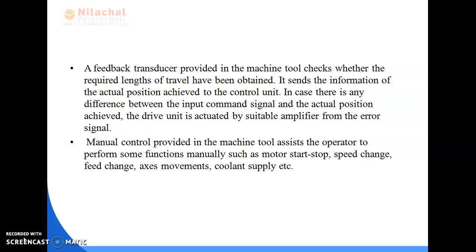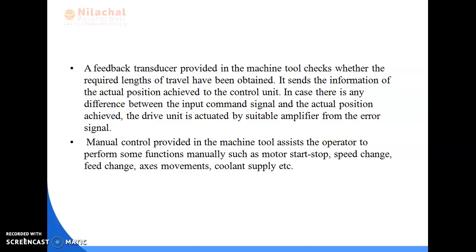If the input data is the same as the actual data, then everything is going in a smooth manner. If there is any difference between the input data and the actual data, then the feedback device will send a feedback to the controller unit that rectification is required or something is going wrong. Then the controller unit will rectify according to that.